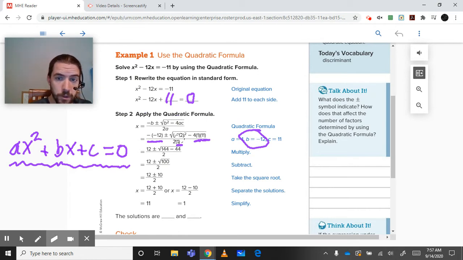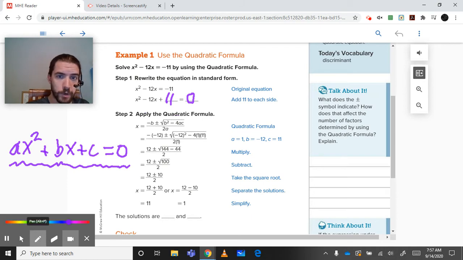So once again, you will be filling in negative B plus or minus the square root of B squared minus 4AC all over 2A. In this scenario, we get negative 12, which simplifies to a positive 12, plus or minus the square root of negative 12 squared, which simplifies to 144, minus 4 times 1 times 11, which simplifies to 44, all over 2 times 1, which simplifies to 2. In that third line, we see all those simplifications done: 12 plus or minus the square root of 144 minus 44, all over 2.